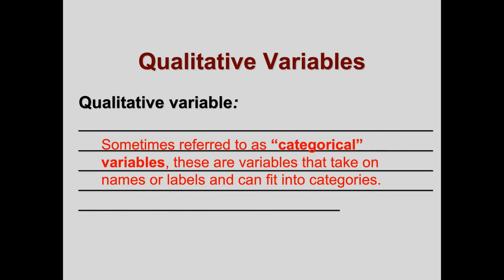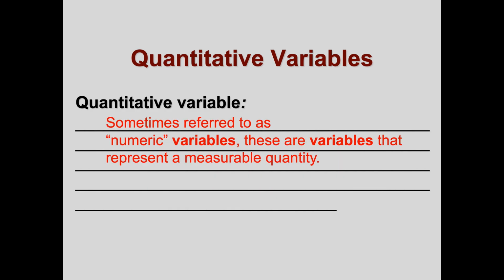Okay. Now, a qualitative variable is sometimes referred to as categorical because it's like a category, or it's a quality, and that's for the type of data. Now, these are variables that take on names or labels that can fit into categories. Okay, they don't have numerical values. And quantitative variables are sometimes referred to as numeric variables. They are variables that represent something measurable. So, for example, height, weight, time, something to that effect.